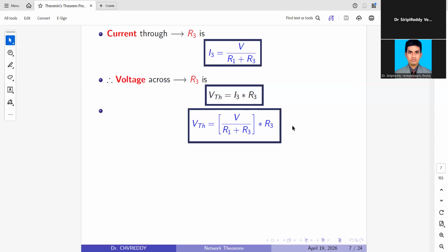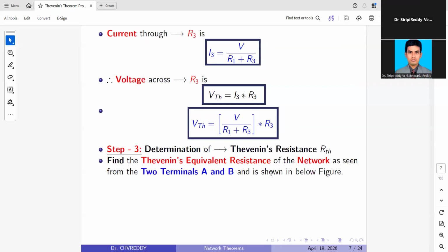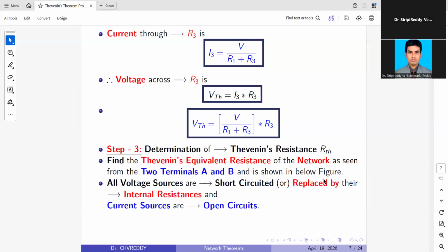So this is about the Thevenin voltage. Whatever the drop occurring through R3, that drop is the Thevenin voltage. The next step is to determine the Thevenin resistance. In order to find the Thevenin equivalent resistance of the network, we have to see from the terminals A and B. That is shown in the figure below.